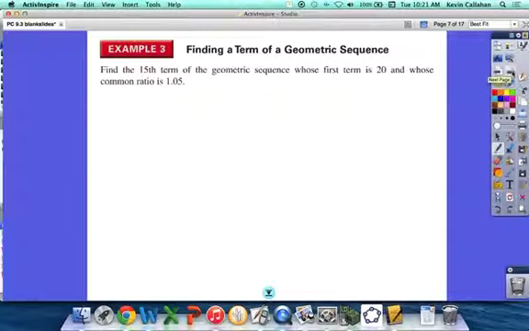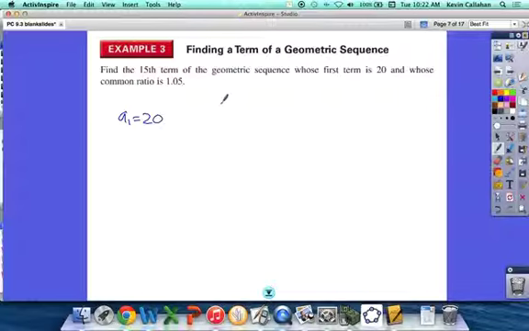Okay, find the 15th term of a sequence whose first term is 20 and the common ratio is 1.05. So if the first term is 20, a1 equals 20. If we did what we did on the last slide, we would multiply by 1.05 to get the next one, that would be 21. And then you do it again and again, up to the 15th term. That's probably not going to be very easy to do, every time multiplying by 1.05. This time I think I'd use the formula. Since they've given us the pieces of the formula, let's just use it.